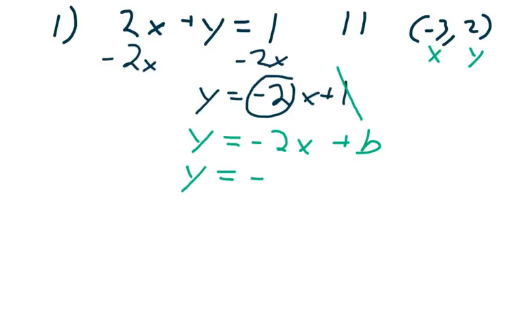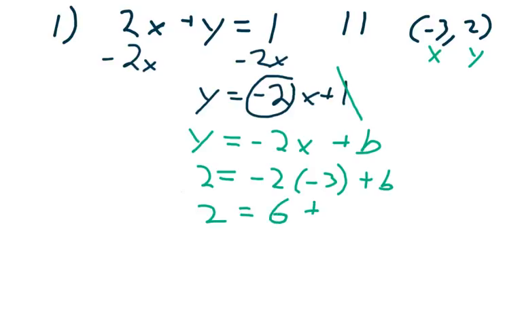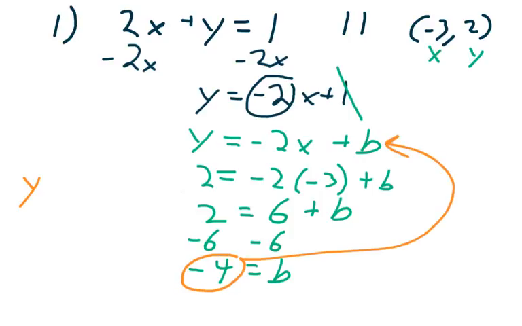So y equals negative 2 times negative 3 plus b, except I shouldn't have written down y because y got replaced by a 2. So 2 equals negative 2 times negative 3, which is a positive 6, plus b. Subtract 6, negative 4 equals b, but I'm not finished until I give the entire equation. So this negative 4 replaces the b up here. y equals negative 2x minus 4.